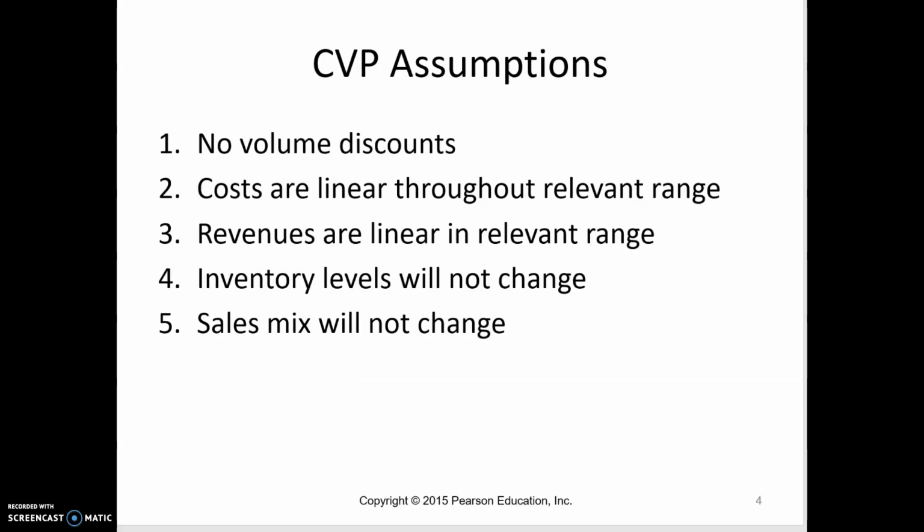And we're going to be looking at this very simply. We are going to assume no volume discounts, although we know if you have a relationship with a supplier and you're buying in great volume, the price might fluctuate, but that will complicate what we're trying to do here. We're staying within the relevant range. We won't be changing the inventory levels and the sales mix. The sales mix is when you have more than one product, how much of one product you sell for every unit of another product that you sell.